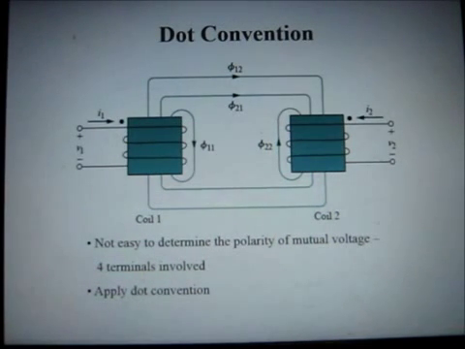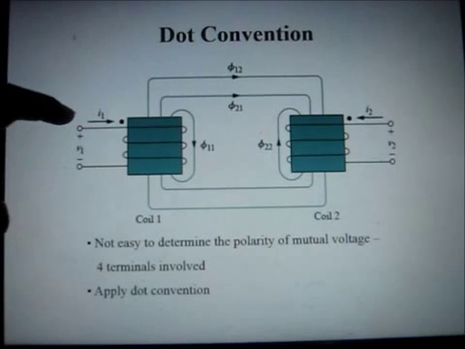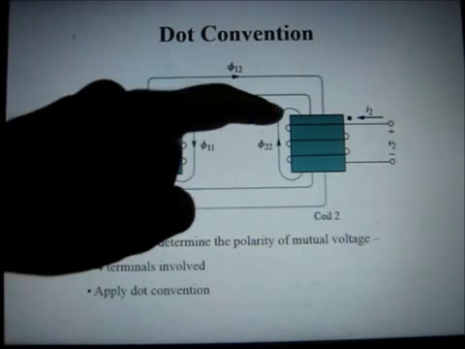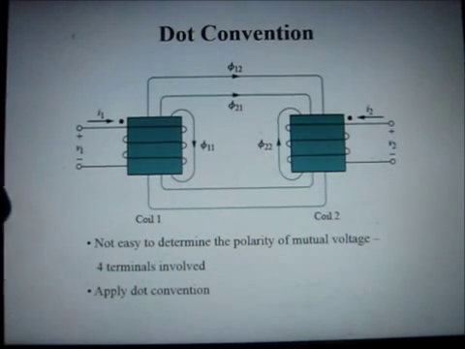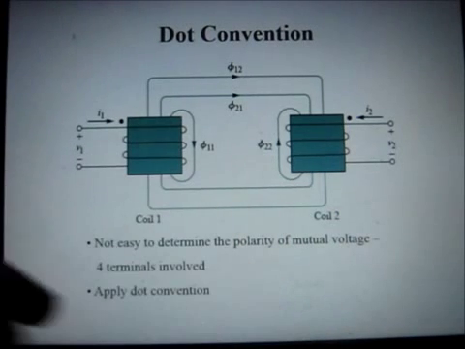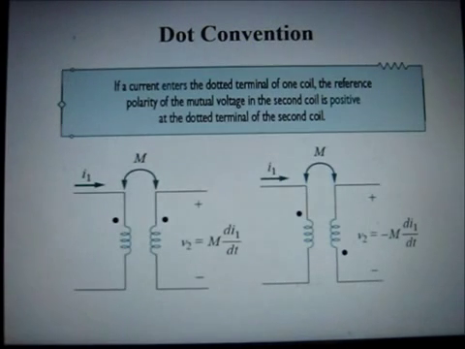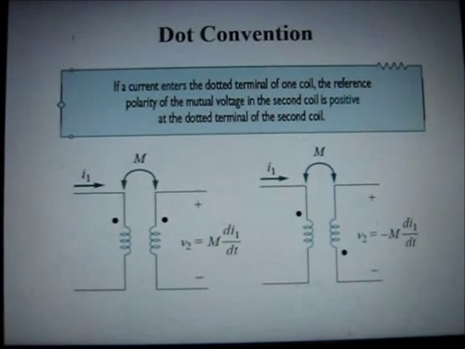Now you can see there are 4 terminals involved. So we can apply the dot convention. The basic fundamental of dot convention is we have to put a dot whenever the current enters or whenever the current exits out of the point. Now, in this case, if a current enters the dotted terminal of one coil, the reference polarity of the mutual voltage in the second coil is positive.